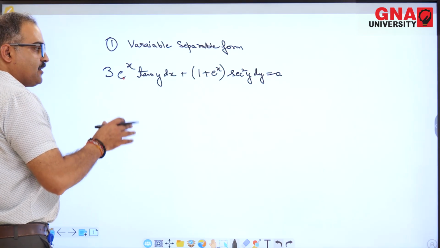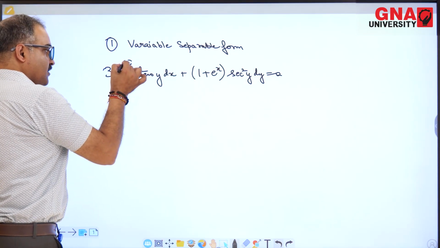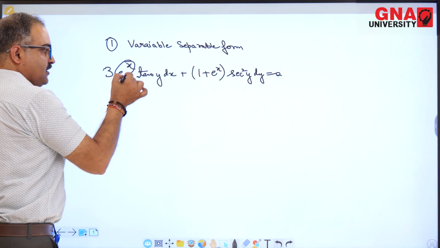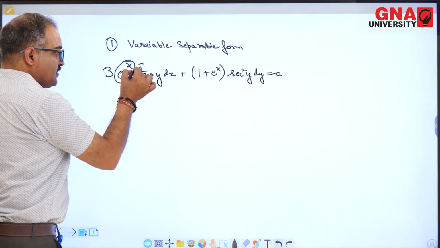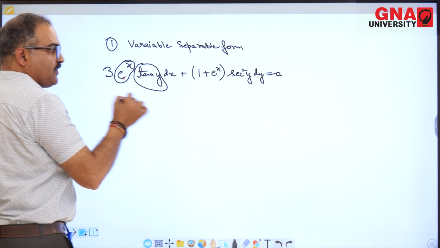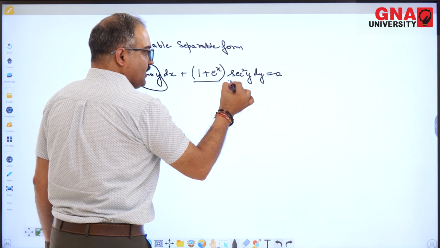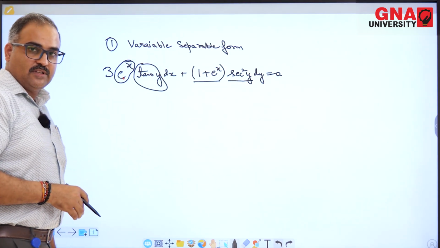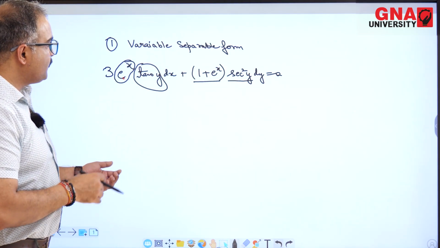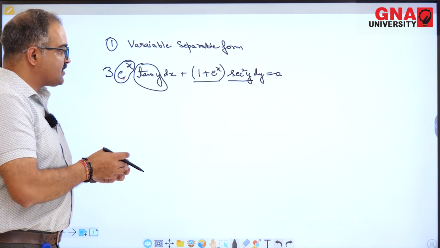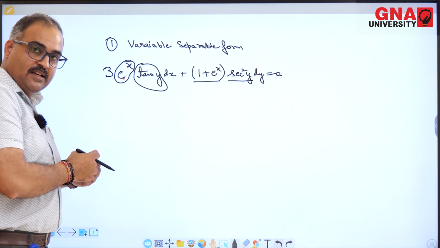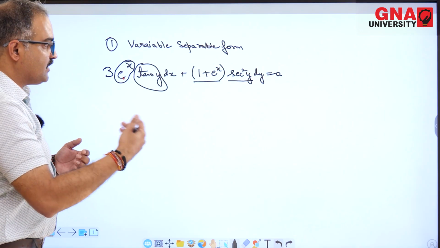Here we need to separate all the variables. Here we have a term, this part, that is totally dependent upon x. This is a term that is totally dependent upon y, again dependent upon x and dependent upon y. What we do in this type of questions, we separate all the variables that are depending upon x on one side and the variables of y on the other side.